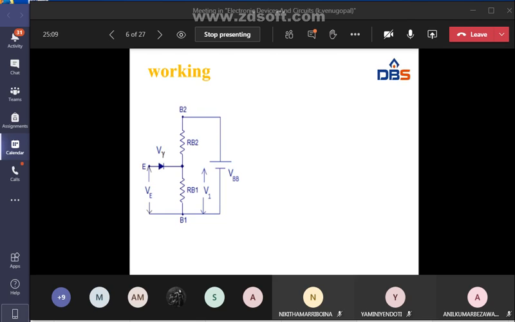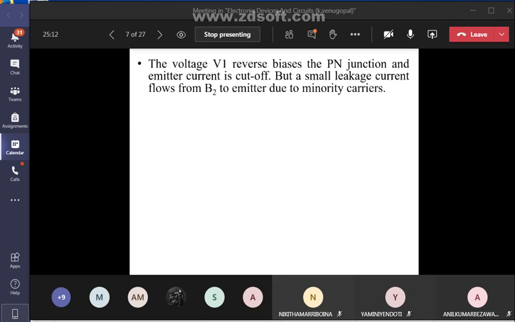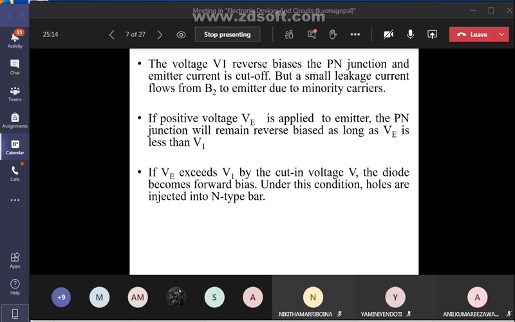Okay, so working. If you see the working, the voltage V1 reverse biases the PN junction and emitter current is cut off, but a small leakage current flows from base 2 to emitter due to minority carriers.